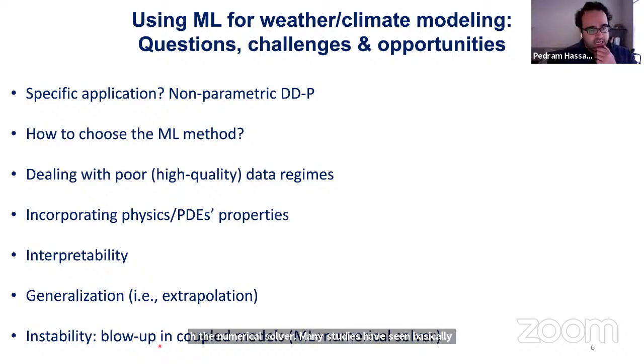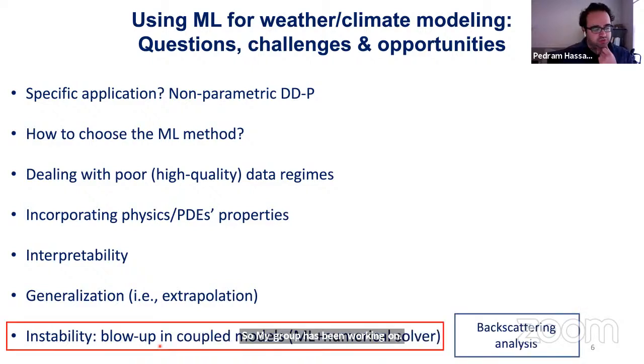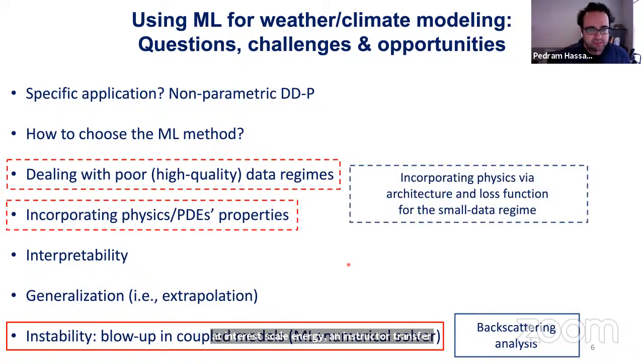My group has been working on each of these items for the past few years, but today I'm first going to talk about this issue of instability, where we try to use some of the domain knowledge, in terms of backscattering analysis, which is looking at inter-scale energy and entropy transfer. I'll talk about some of our more recent work on incorporating physics by using physics-informed architectures and physics-informed loss functions, particularly to deal with the small data regime. So we are building symmetries and some of the conservation laws into the neural network. And as you will see, it helps in the small data regime.